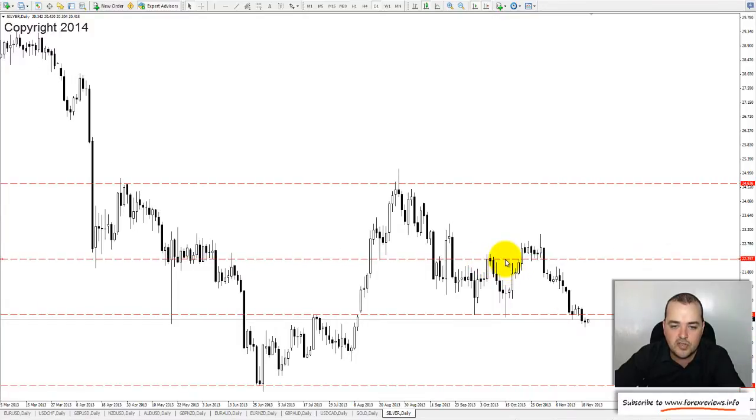Okay, so sometimes you get overextensions of these areas. As you can see, support, support, support, support. When finally it broke back through it over here, it became resistance. And then it broke through, tried to go higher, but it couldn't do it. And then broke below, giving a nice sell opportunity for the bears, and price went down.